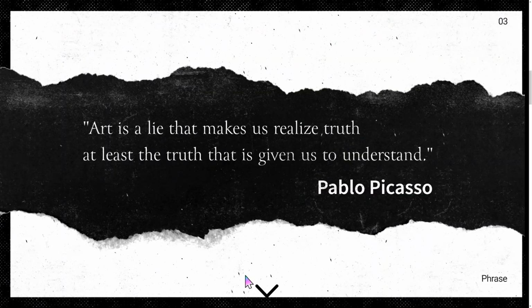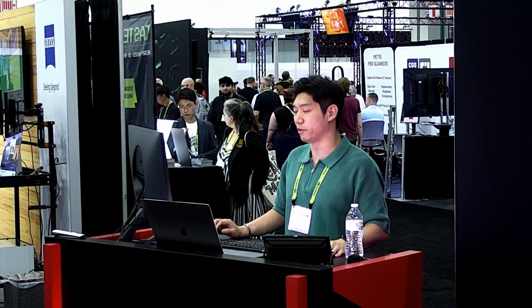Art is a lie that makes us realize truth, at least the truth that is given us to understand, by Pablo Picasso. My fundamental art combines realism and imagination. Just as Picasso said, creating realistic artwork leads to a deeper observation of ordinary objects around us. Through this process, we can get new ideas that we never thought of before.